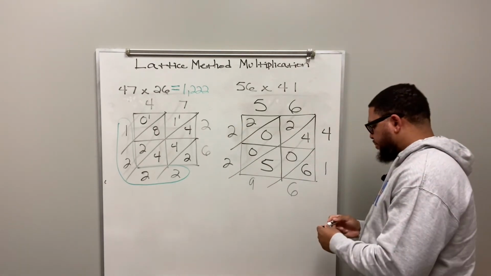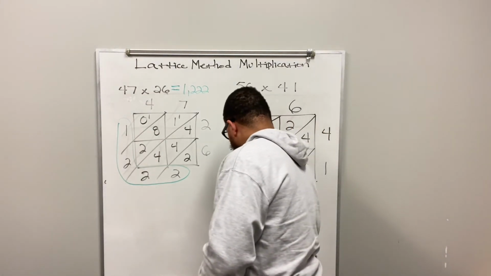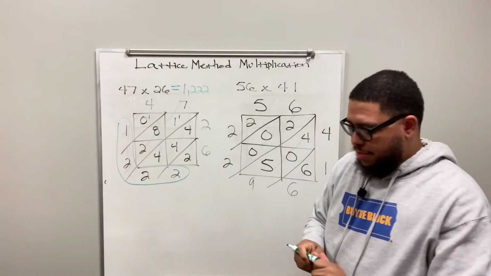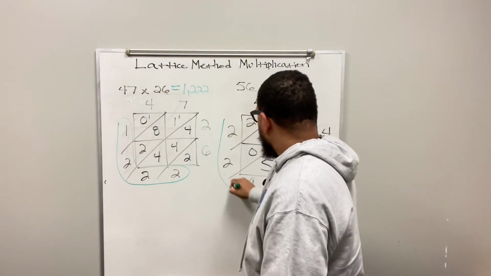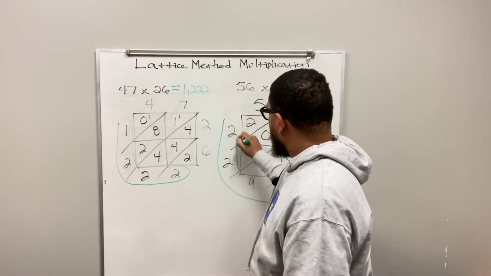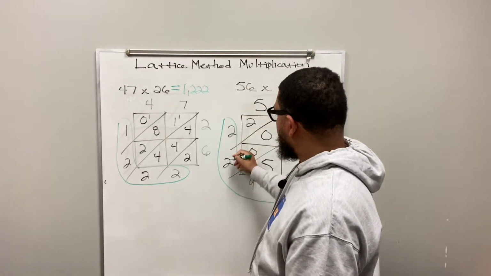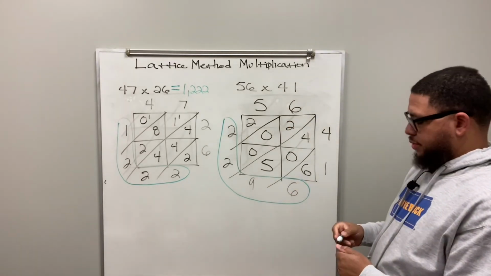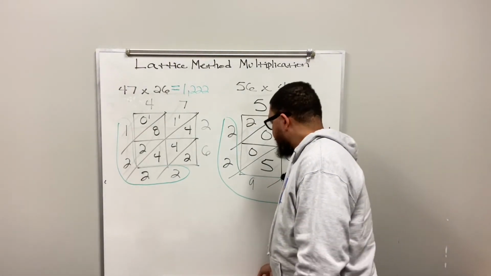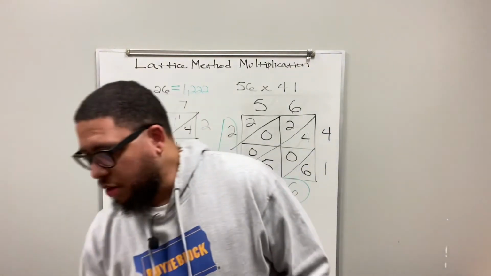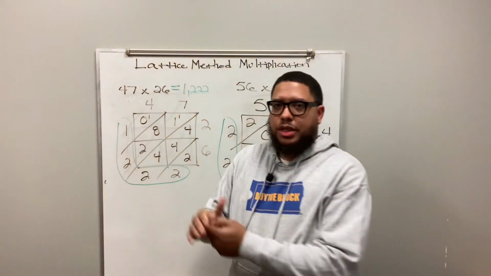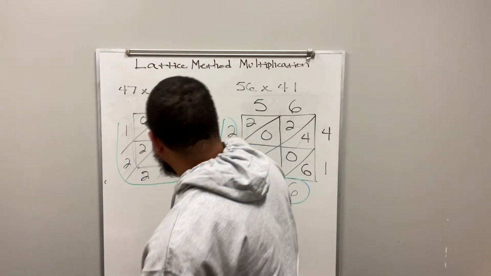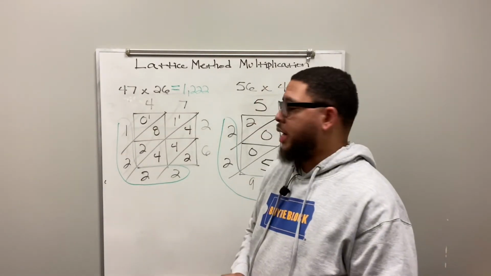And again, we read our answer from the top down. We go like this. 2,296. And that's our answer. All right. So this is just an alternative to the traditional, you know, vertical multiplication algorithm that we should know too. We should know how to do that too.